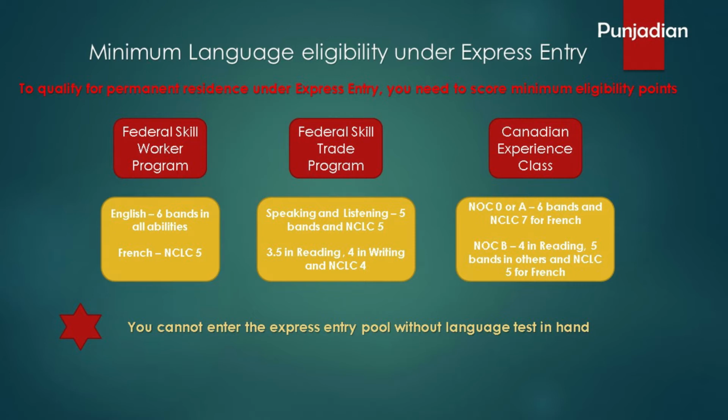If you are applying under NOC B, you need to score 4 in reading and 5 bands in all the other 3 abilities and NCLC 5 for French. It is important here to note that you cannot enter the Express Entry pool without a language test in hand.